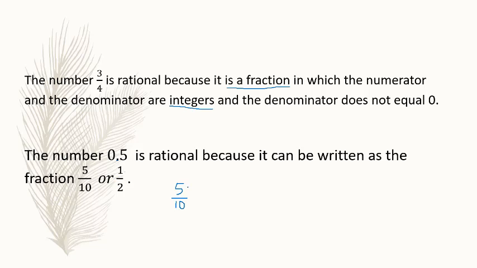Why 1/2? Because we can reduce it by 5: we can divide the numerator by 5, and we can also divide the denominator by 5. You remember, guys? 7th grade. Then 5 divided by 5 is 1, and 10 divided by 5 is 2. This is where we have the 1/2, okay? The number 0.5 is rational because it can be written as a fraction, as the fraction 5/10 or 1/2.